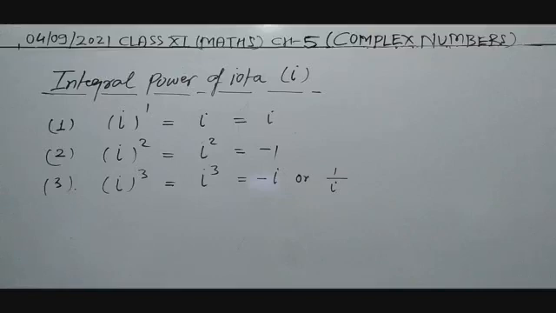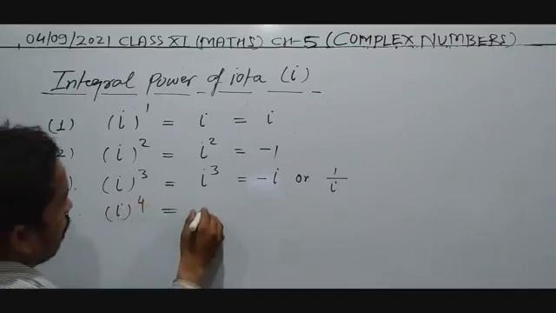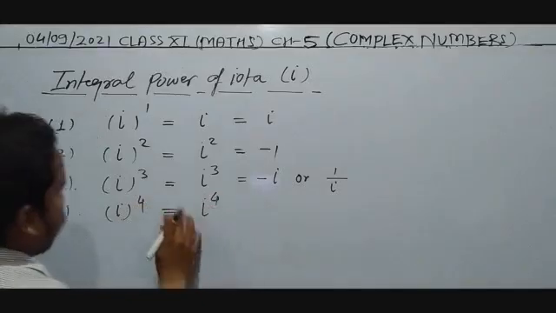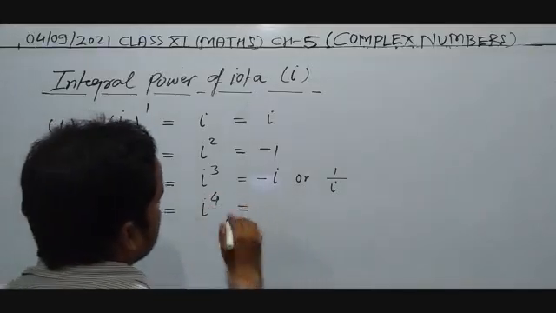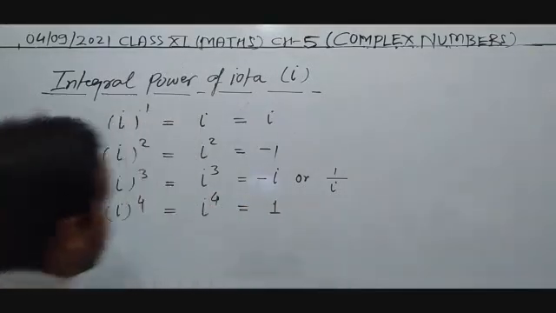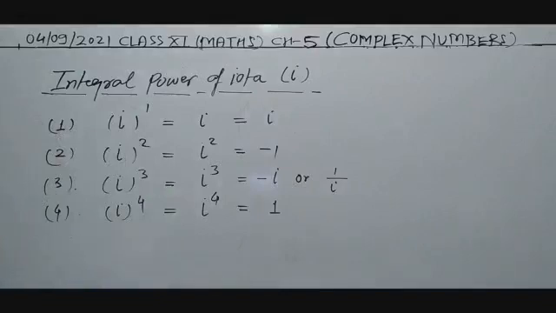Now the fourth value is i to the power 4, and its value is 1. So when you have to find the value of i to the power n, where n is an integer greater than 4, what will you do?